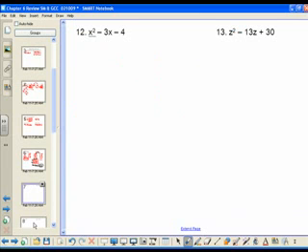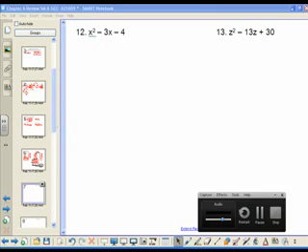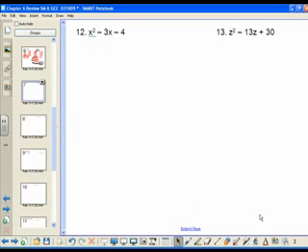Factor those two, please. So, on this one, can I factor anything out? Remember, that's always our first step. The answer is no. Negative 4, negative 3. Make sure you get those minuses in. They change things a lot.